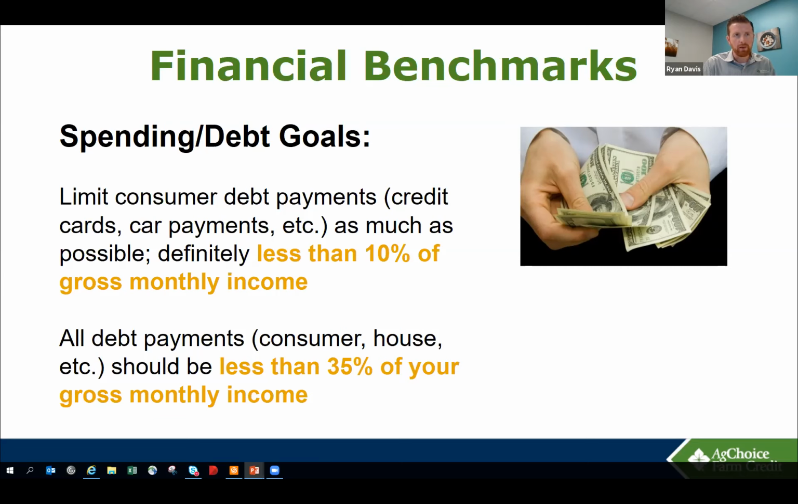And so when you're thinking about that, you want to limit some of your consumer debt payments, like your credit cards, car payments, those types of aspects, as much as possible, certainly less than 10% of your gross monthly income. And you want to try to keep all of your debt payments, like your consumer credit, house, all those aspects, to less than 35% of your gross monthly income.